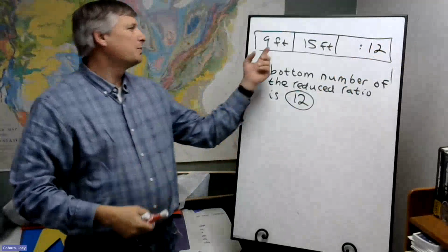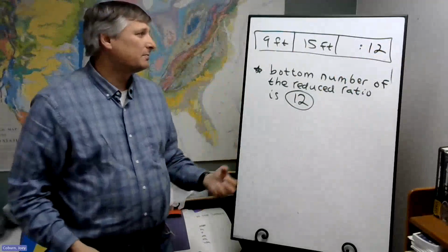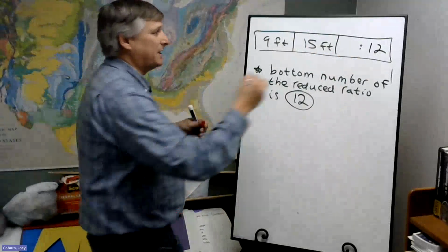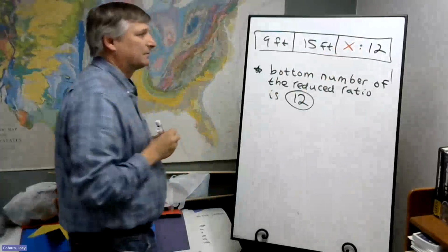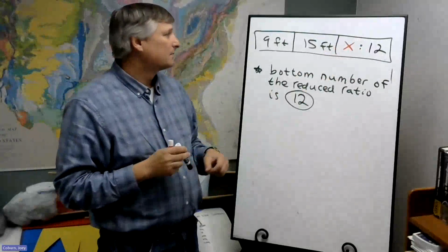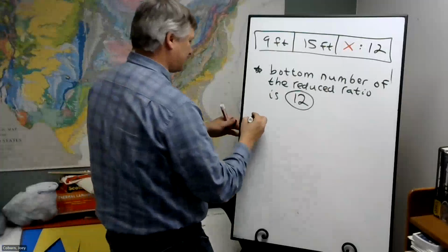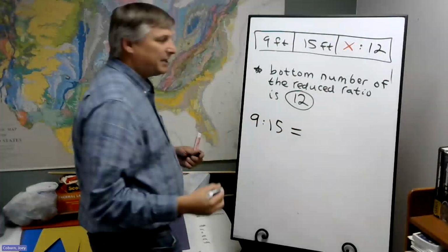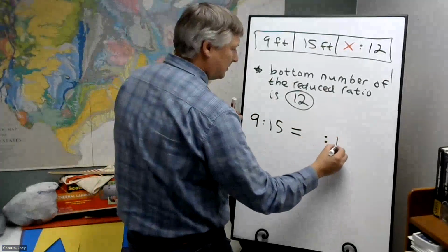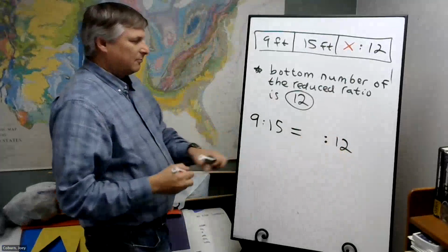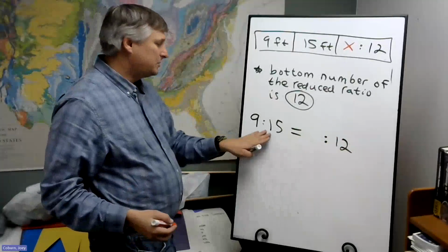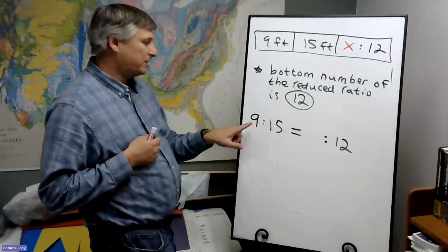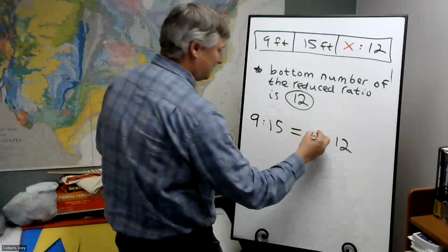And so we need to reduce this ratio in such a way so that the bottom number turns out to be 12. Well, the missing number in this case is our x. So we've got to solve for x. So we have our ratio, 9 to 15. And that's going to be equal to some ratio, where the bottom number is 12. We need to figure out what the top number would be if we reduce this so this becomes a 12. In other words, if we make this a 12, what does this become? We've got to figure that out.